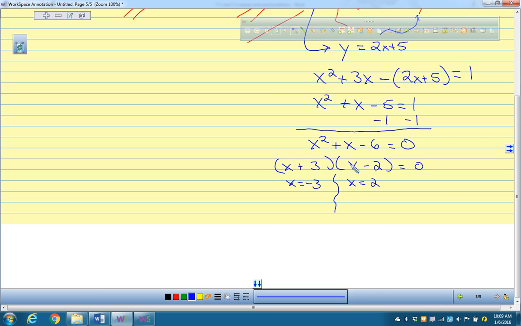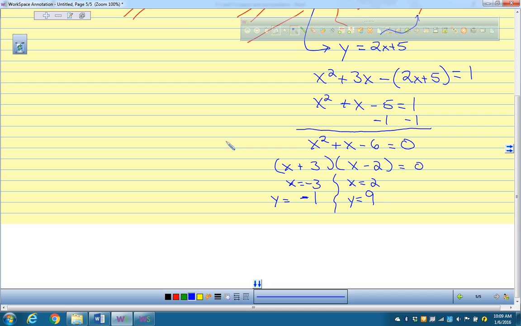And then you have to find out what Y is. So when X equals negative 3, what's Y? Well, you plug it back into here, right? You take negative 3, you plug it back in here, you get negative 6 plus 5 gives you negative 1. And when X equals positive 2, Y equals 9, okay?